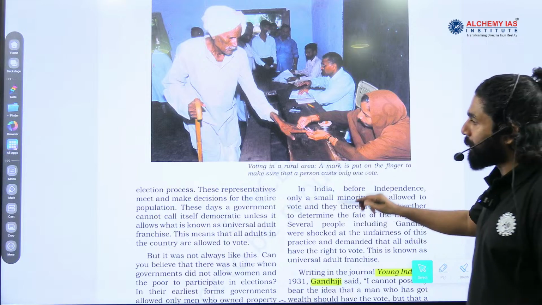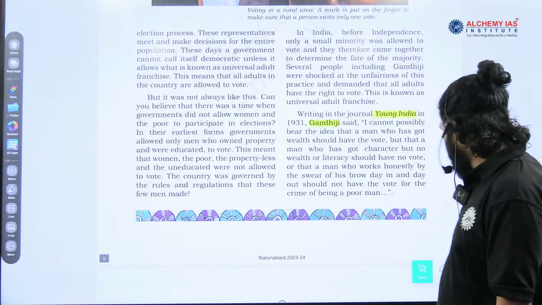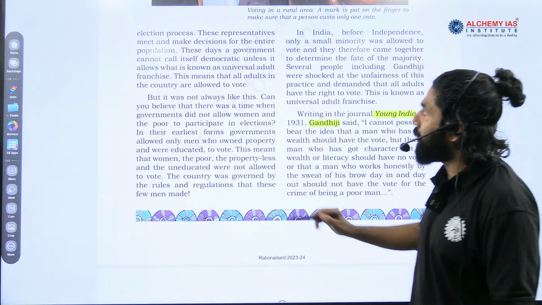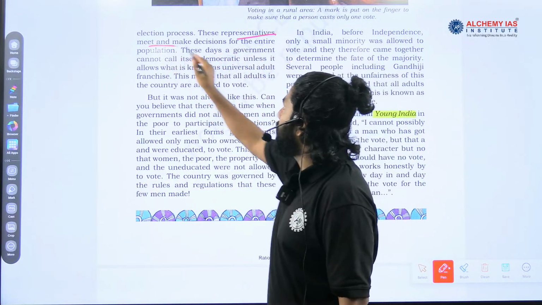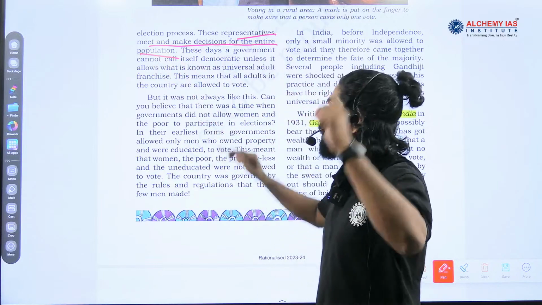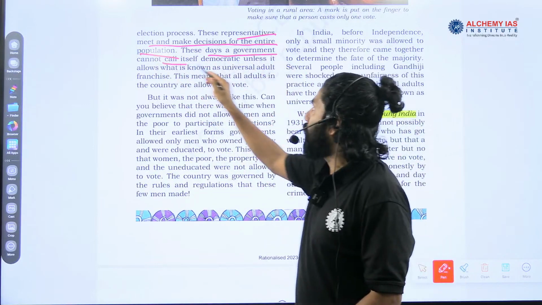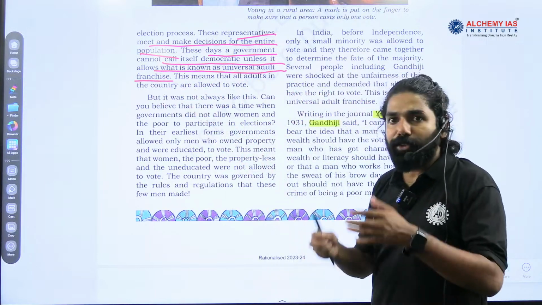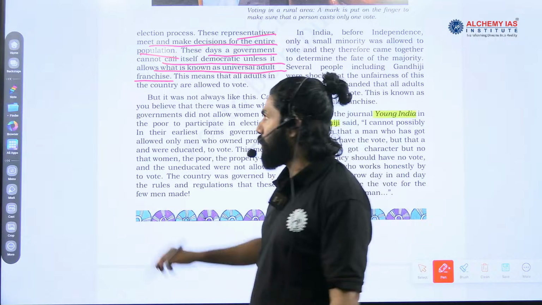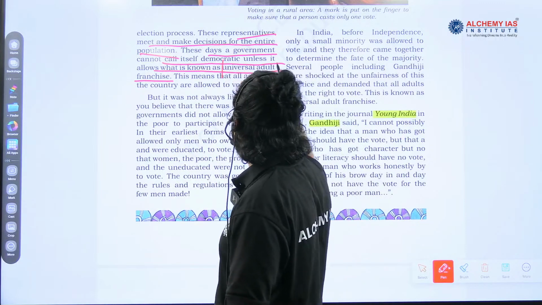So, we follow representative democracy. Now, we can go and read the remaining paragraph here. Through the election process, the representatives meet and make decisions for the entire population in their Parliament. These days a government cannot call itself a democracy unless it allows what is known as universal adult franchise. Then it talks about the relevance and importance of the universal adult franchise system.